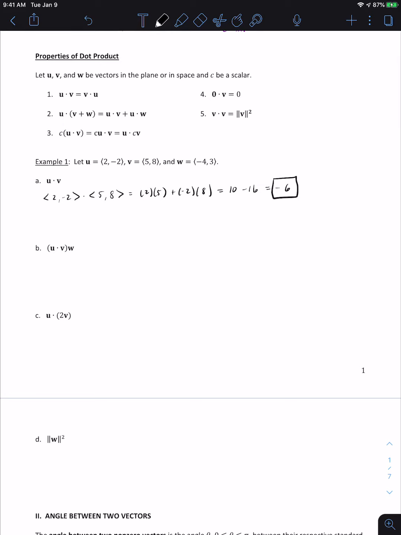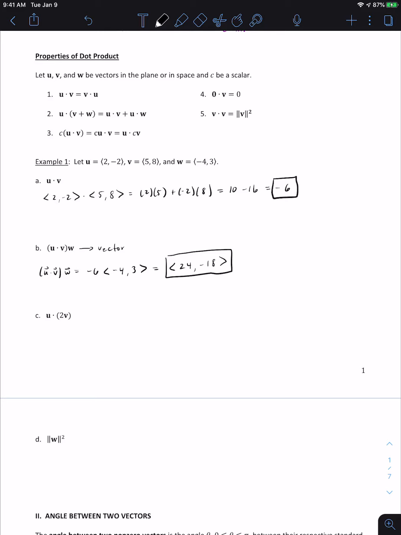Okay, so for this next one, I have (u dot v) times w. So what do we expect to get? In this case, I take u dot v, which is a scalar, and then a scalar times a vector is going to give me a vector, right? So I expect my answer to be a vector. So what do we find u dot v to be? U dot v, that's what we found in the previous answer. So this is -6 times w, which is (-4, 3). And then we know if we have a scalar, we distribute on the inside. So here I get (24, -18). So I get a vector here.